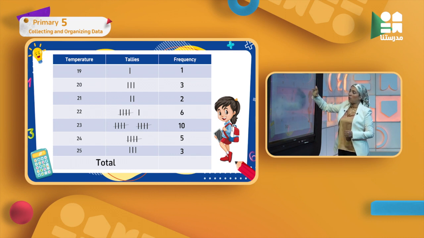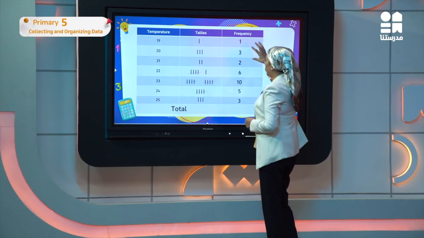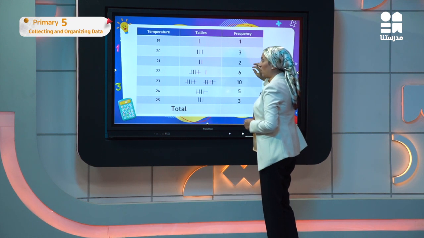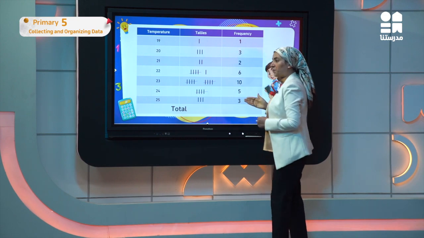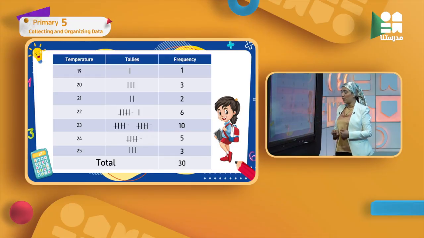Then I will add all the frequencies that I had observed, how many times every temperature took place. When I count them, my frequency has to be equal to 30. Only in this example, it has to be equal to 30, لأنه in the example, Ali noticed the temperature for 30 days. So I have to have the total of 30.